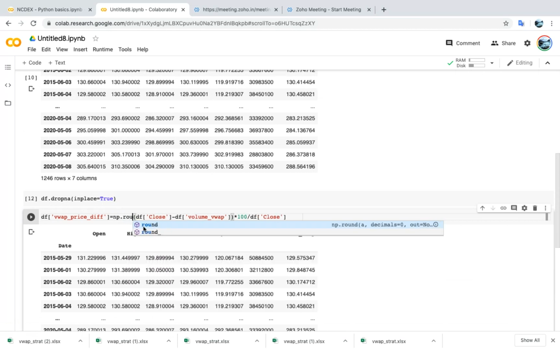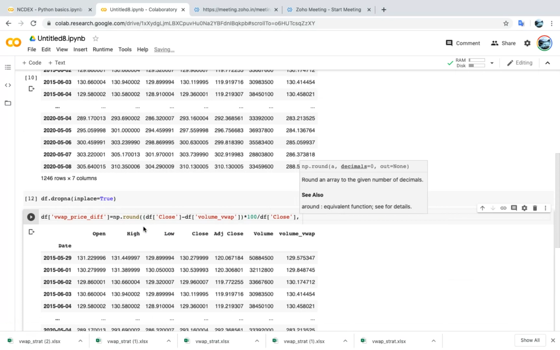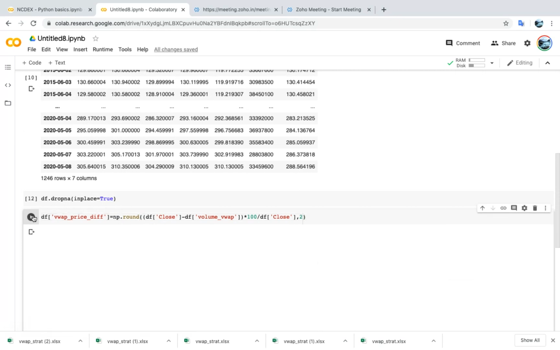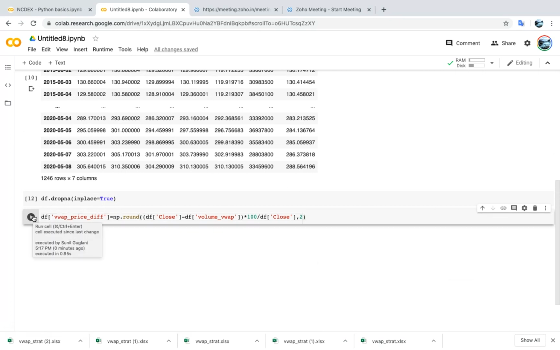So you remember NumPy and data frames are compatible with each other. So any operation I want to apply on the whole column of the data frame, I can use NumPy there. So I have rounded it up to 2 decimal places. Let us see whether it works or not. Wow, I'm lucky it's running every time.